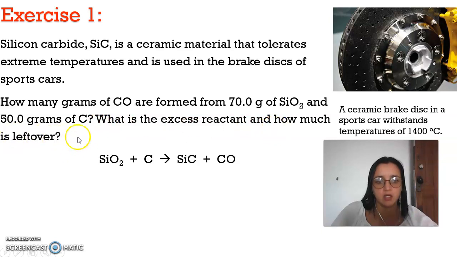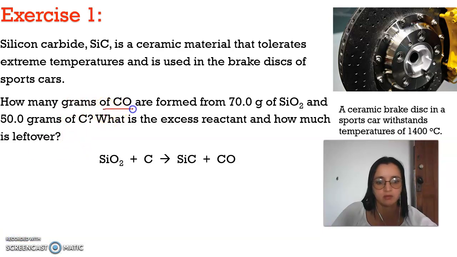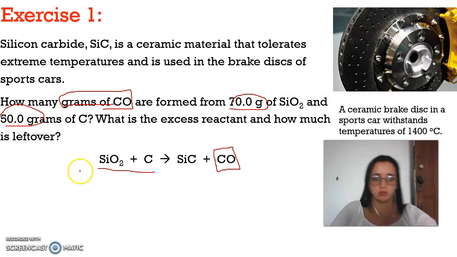Okay, so if you notice in the question, they are asking us about a product, carbon monoxide, which is right here, and also they're asking something about the reactant: which one is the excess, which one is the limiting, and how much is left over. As the quantities are given in grams, the first step you need to do is to convert to moles.